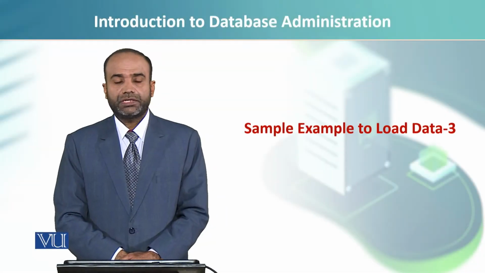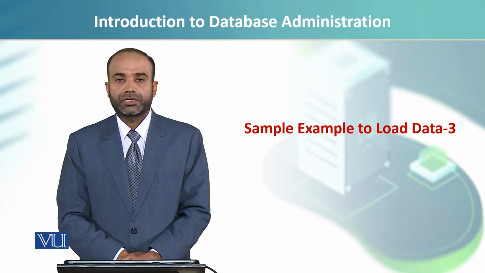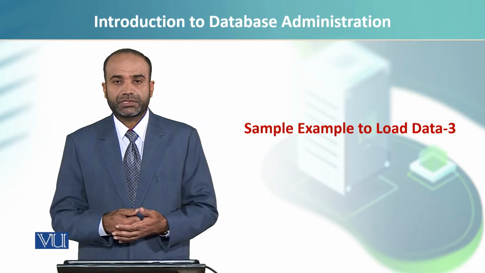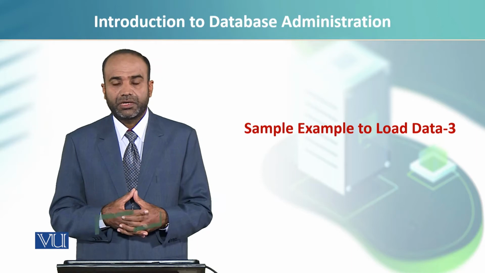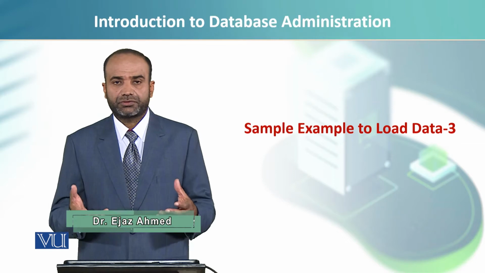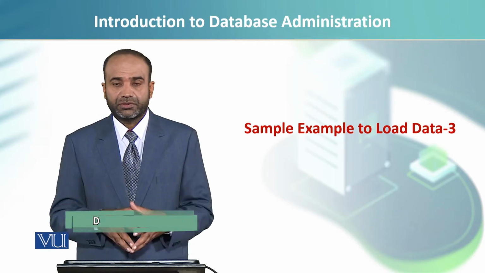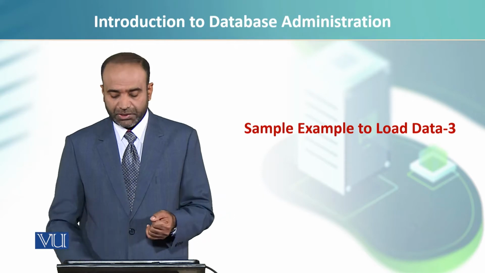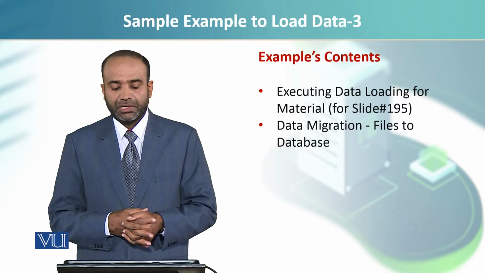Now we move on to data load 3, which is basically a third kind of task that we normally manage in data loading. We discussed the first task, how basic small data can be loaded by using SQL Loader. Then we did the second task, which covered how 40,000 or 50,000 or more records can be loaded by using SQL Loader. Now we move on to the third task, in which we will execute data loading for material and data migration files to the database.